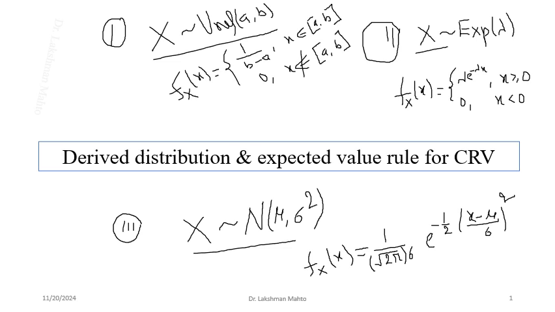Later we will see, with respect to linear transformation, that there is a very specific kind of normal distribution where the mean is 0 and the variance is 1, unit variance. That kind of normal random variable we call a standard normal random variable. And you will see a normal table. There, the value of the cumulative distribution function of the normal is given, and from that table you can compute probabilities related to a normal random variable.